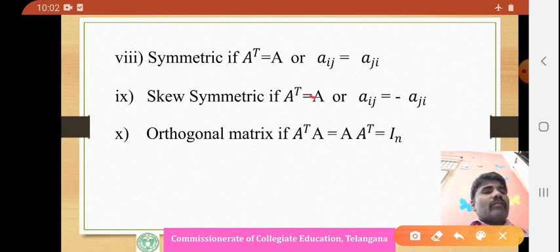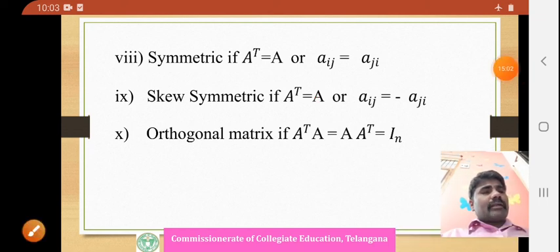That means A12 equals minus A21. A32 equals minus A23, like that. They differ in the sign. Elements in the place of Aij and Aji differ in their sign. Or we can simply say that A transpose is minus A. We can say that this is a skew symmetric matrix.